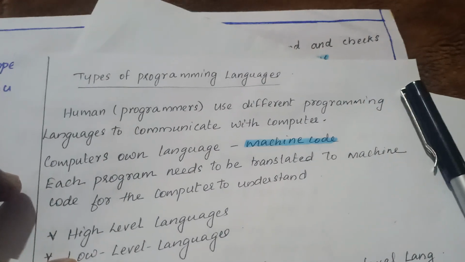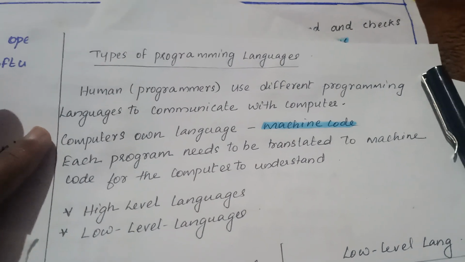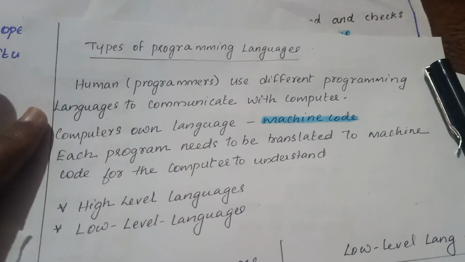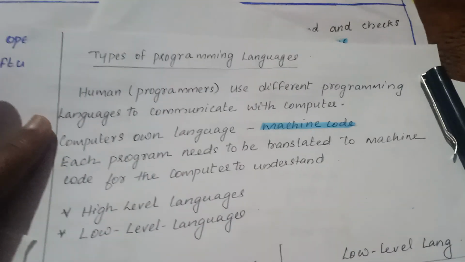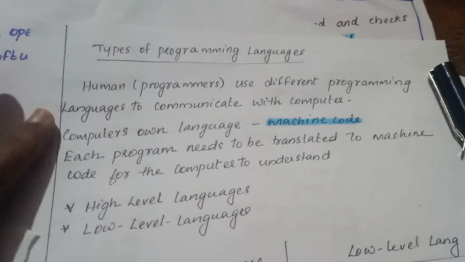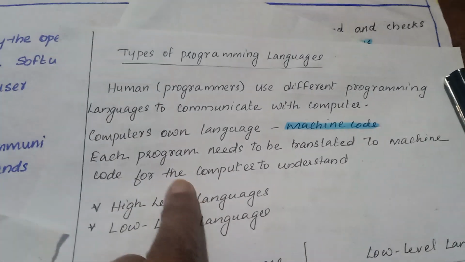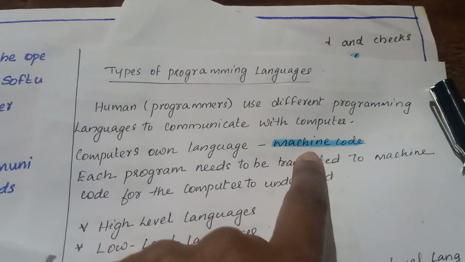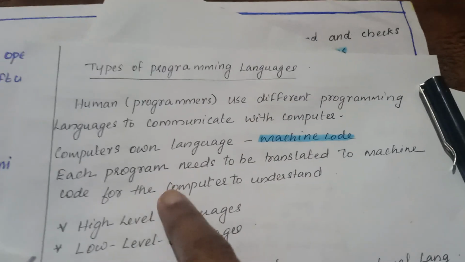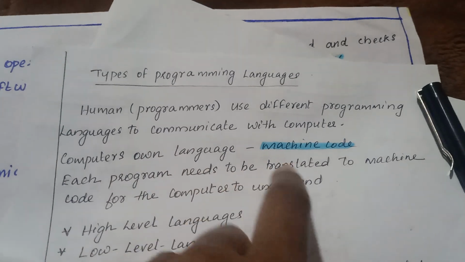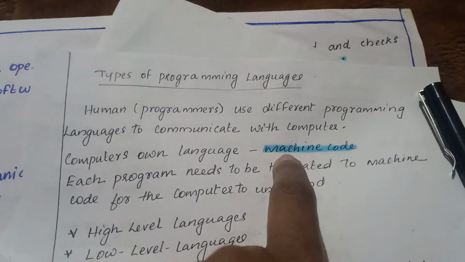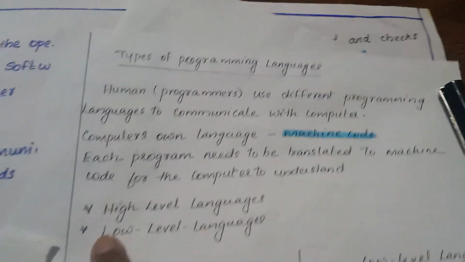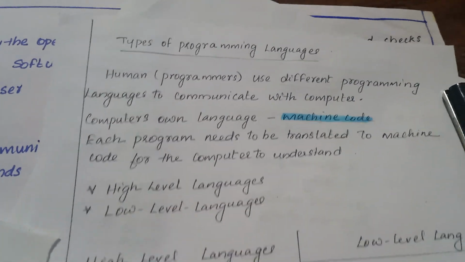We are recollecting once again. Humans or programmers use different programming languages to write programs. But if the computer needs to understand the program, we should write it in the computer's own language, which is known as machine code. The programs that the programmer writes should be translated to the computer's language, that is machine code, so that the computer can understand. We have two types of languages, high level language and low level language.